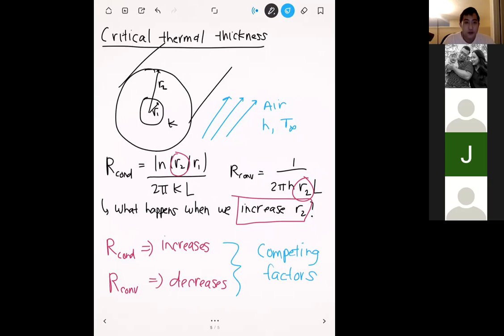And so when you have competing factors, one of which is going to go up while the other one goes down, there's going to be a sweet spot, okay? And that sweet spot that we're going to find is known as the critical thickness. Okay. Any questions on this?